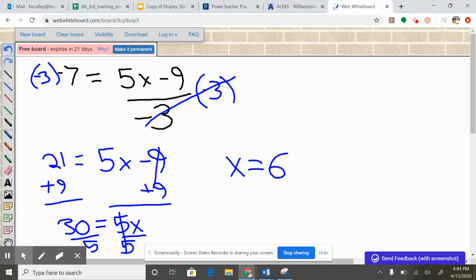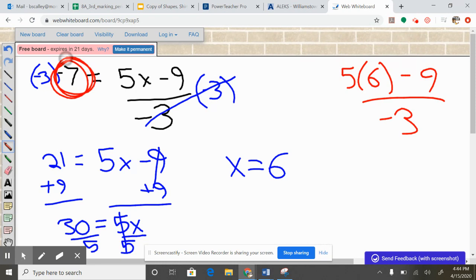And I didn't mention this really in the other videos, but I should definitely be able to go back in and check my answer. I should be able to say that 5 times 6 minus 9 over -3 should result in a -7. If I don't get that, then I must have messed up somewhere. If I double check, 5 times 6 is 30 minus 9, that is going to give me 21 over -3, which is -7.